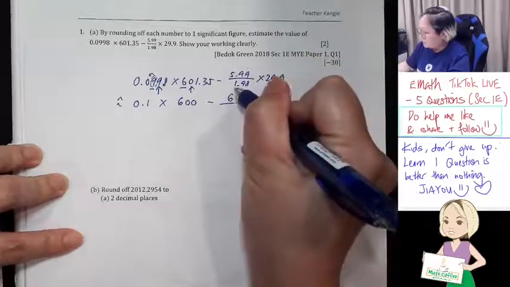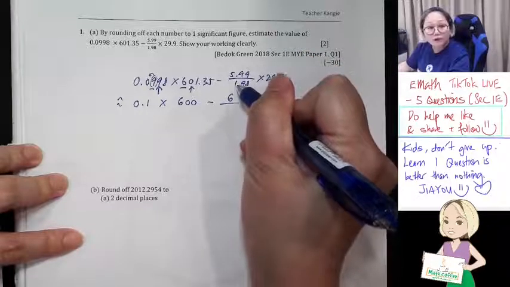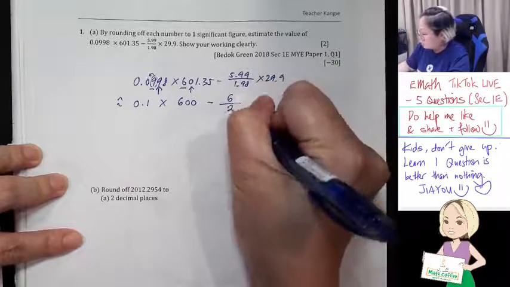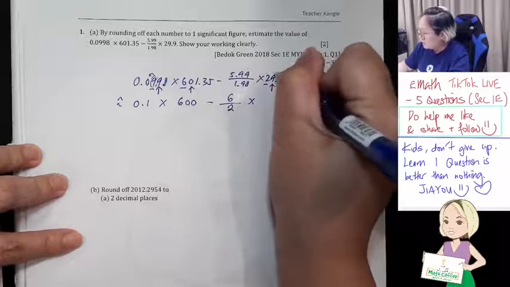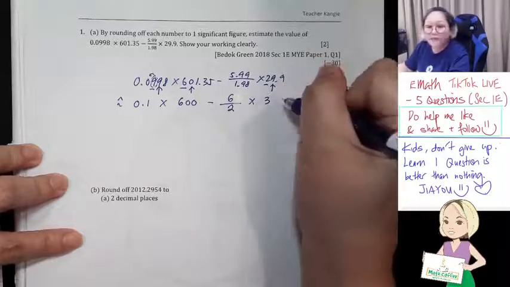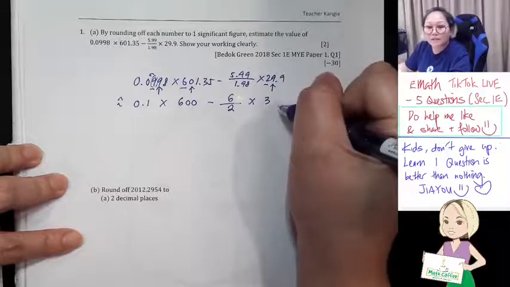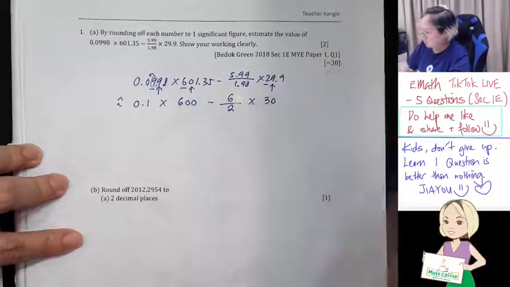Again, this is the first SF. 9 tells me that I have to round this up. So this one becomes 2. Next, first SF, 9 tells me I need to round up. So this is 3. Again, I have to put compulsory 0. So 30.